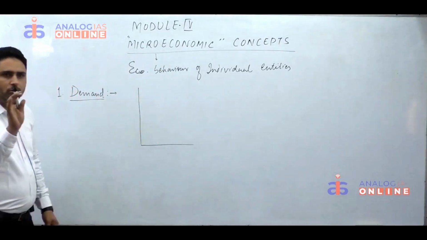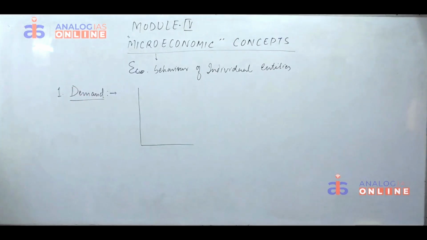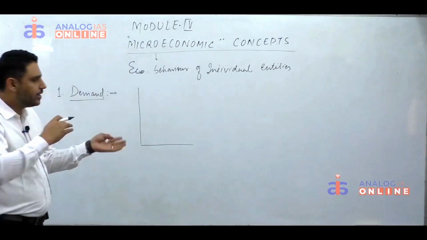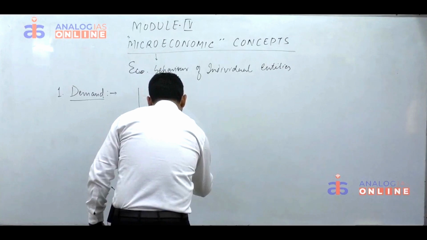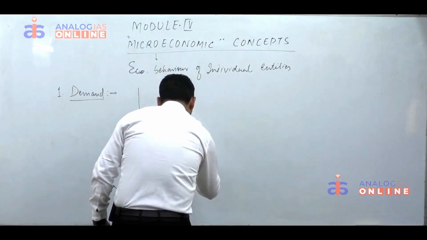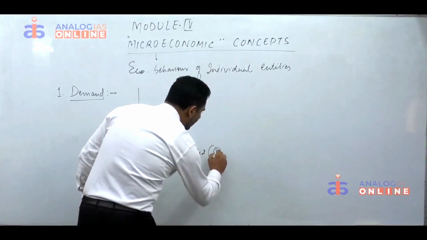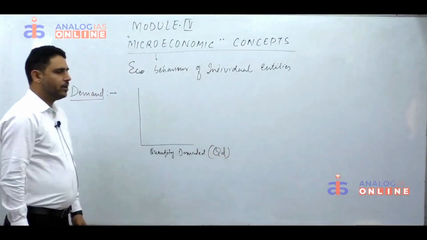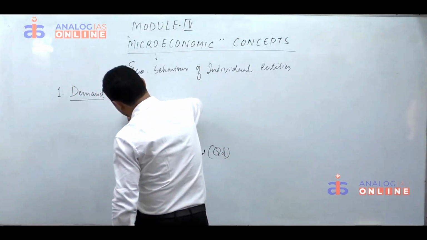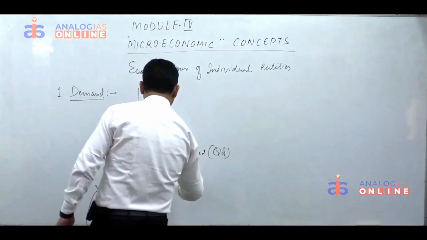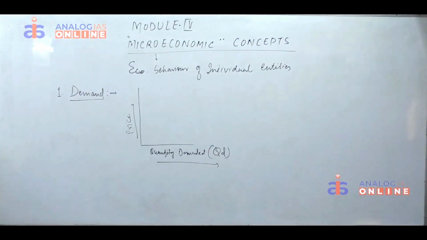I'm going to tell you how the demand curve basically works. This is a graph on which on one side I will plot quantity demanded, and on the other side I will plot the price. Here onwards, quantity demanded will be written as QD. This is price, this is quantity demanded.